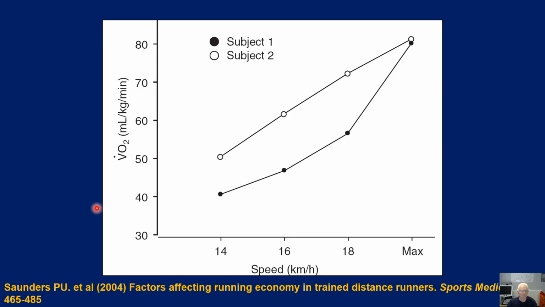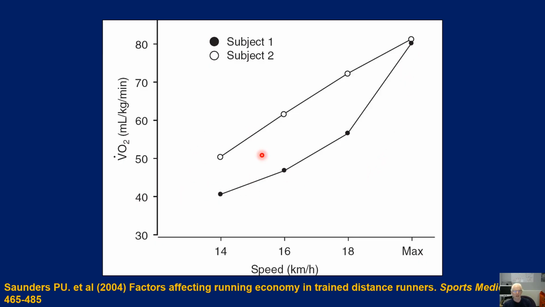So what do we mean by that? Well, if we take this data here, which is from a review paper published in 2004 by Saunders, what we've got here is running speeds. Now I want you to ignore the max data for the moment. It's a little bit of a red herring. And I want you to just focus on fundamentally these submaximal speeds. Why are they submaximal? Because they're below VO2 max.